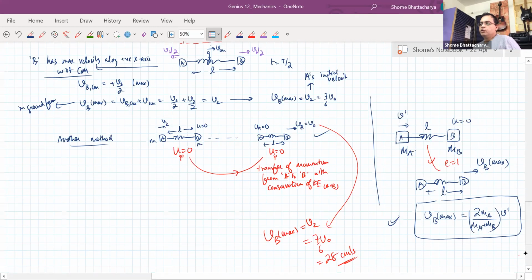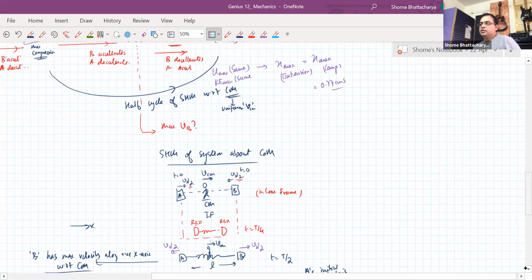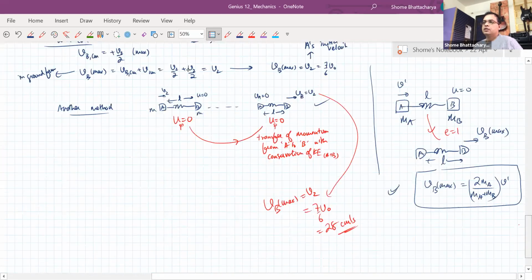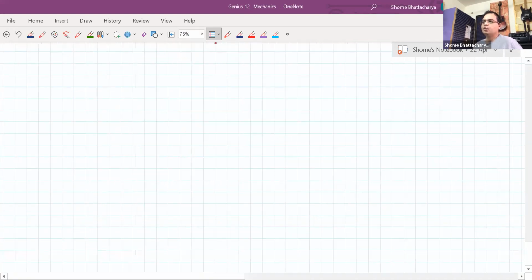I'm moving on to the next question, but if you have any difficulties with this, just drop me a message. I'll help you out further. You can take down the equations for both the methods from the notes I'll send you. Now I'm moving on to other types of collisions, because that's also important. Let's quickly look at this situation as a practice question.